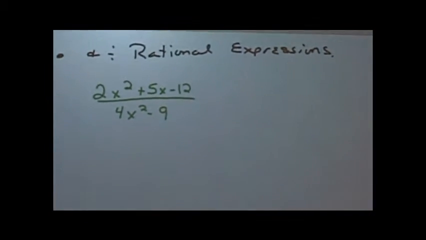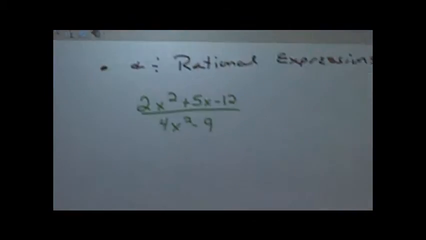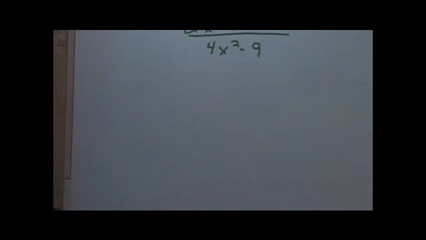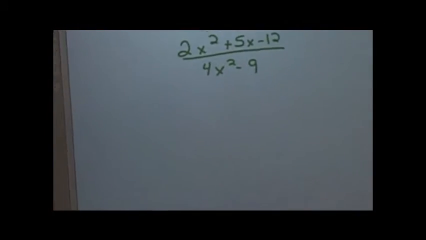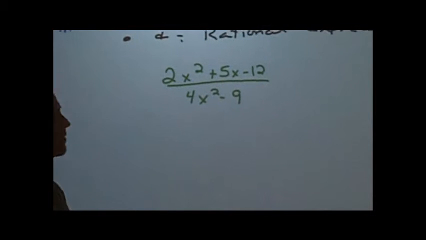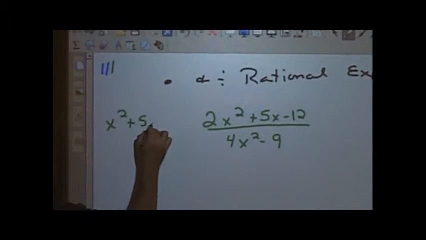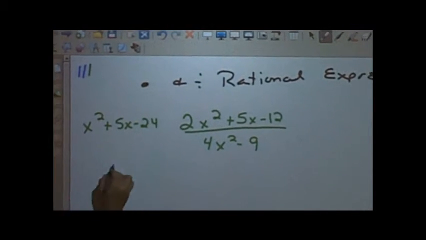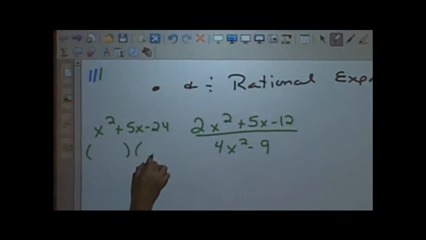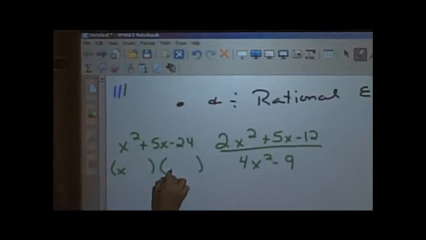Alright? Okay, on top we have a what? We have a trinomial on top. So we can factor down that trinomial. To do that, I've got to do what? Multiply the two. So that gives me x squared plus 5x minus 24. I can break that down into two binomials, which give me x and x.